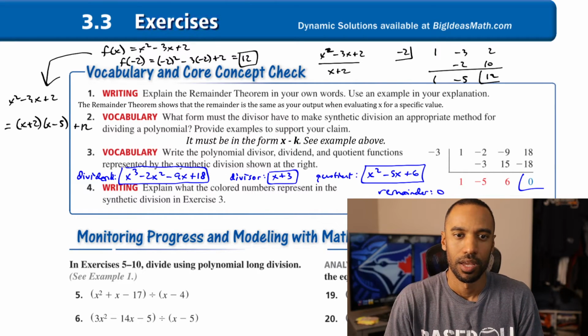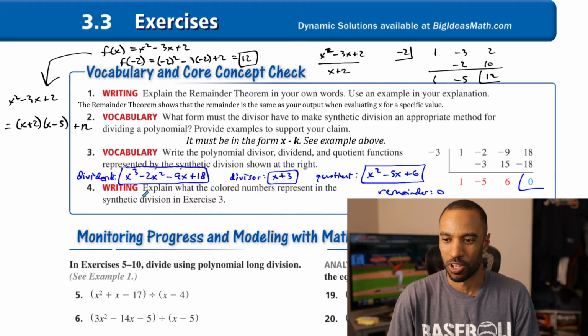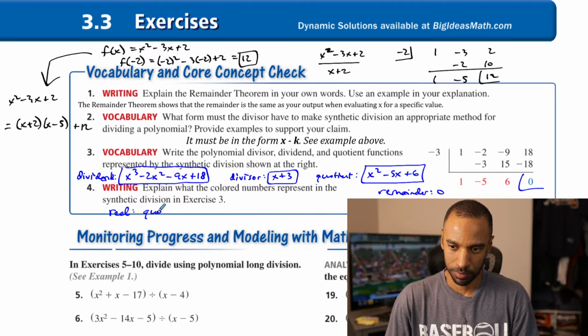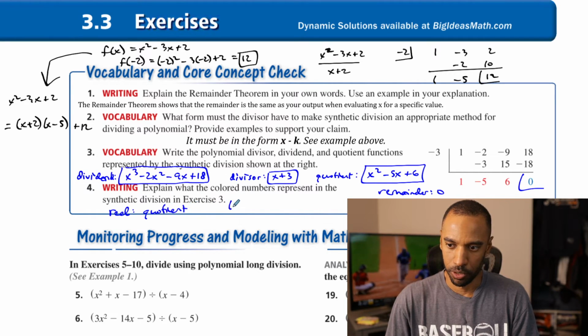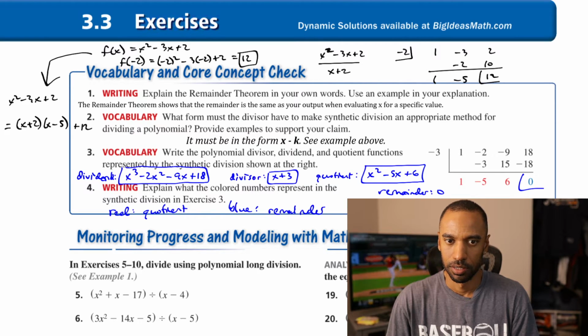Cool. Number 4, writing. Explain what the color number, oh, that's what number 4 was all about. Okay, red is the quotient, and blue is the remainder. Okay?